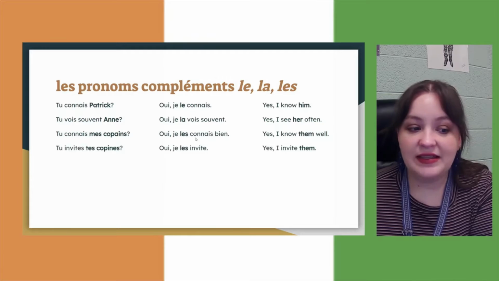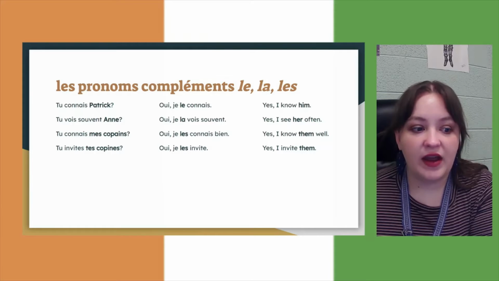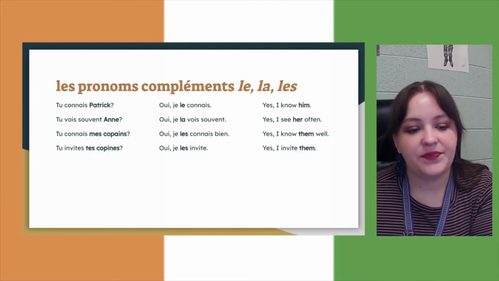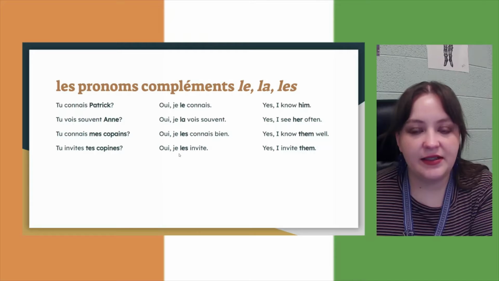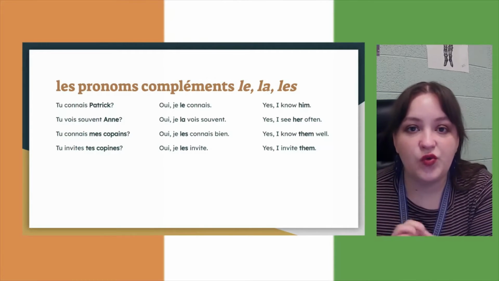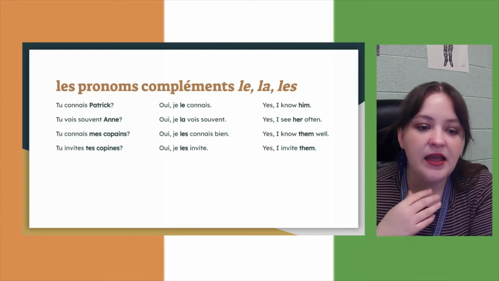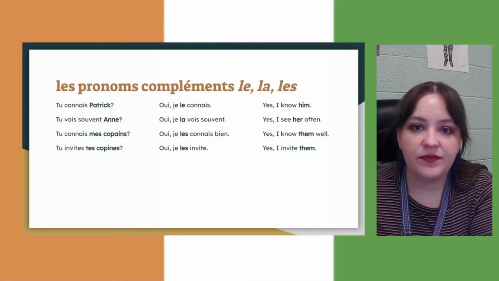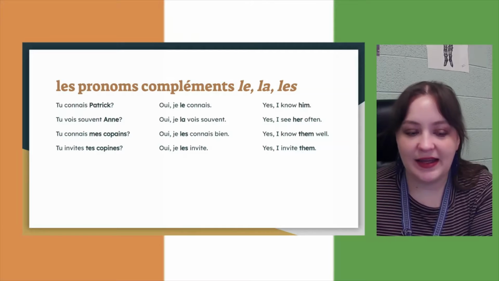Tu invites tes copains? Are you inviting your friends? Oui, je les invite. Yes, I invite them. So it's the same exact structure as the direct object pronouns me, te, nous, and vous that we did last lesson. It's just that now you know the rest of them: le, la, and les.